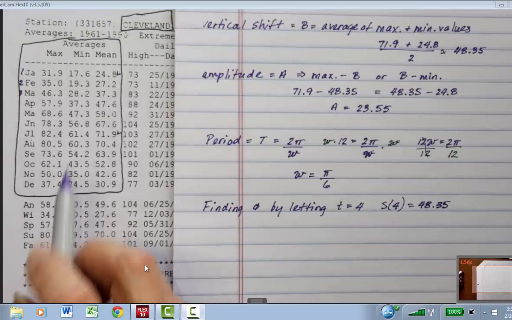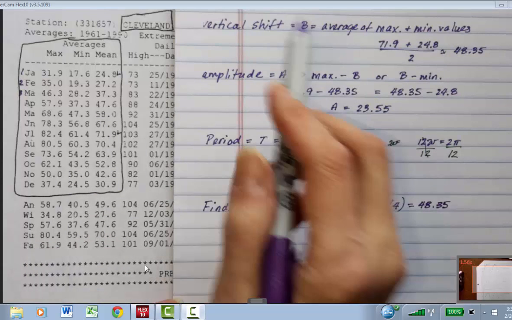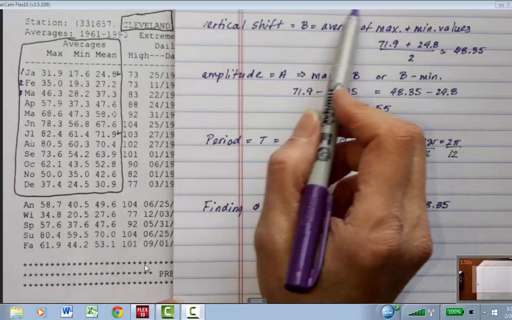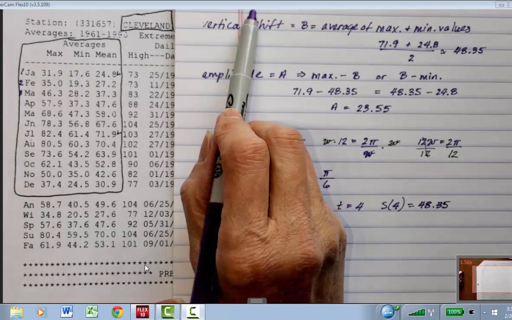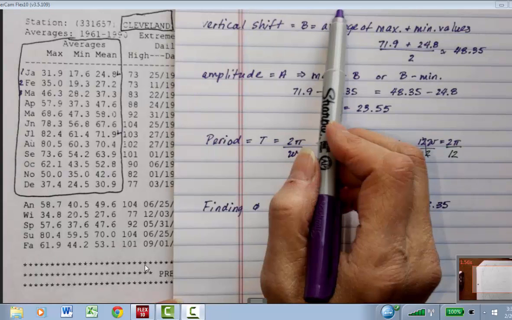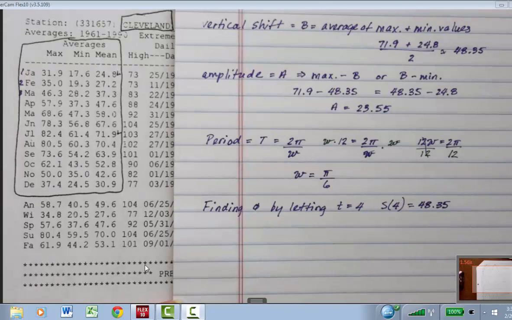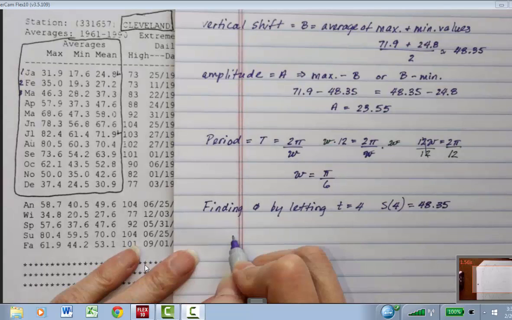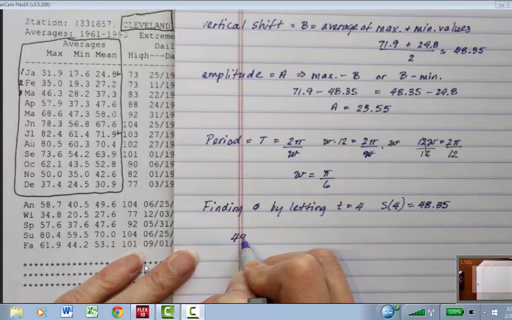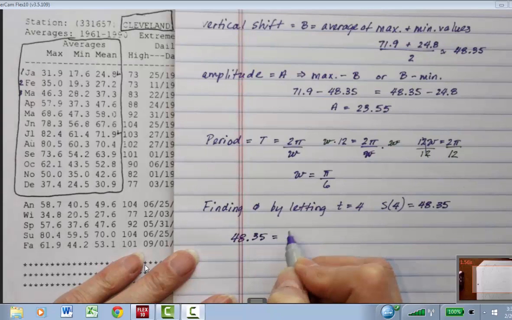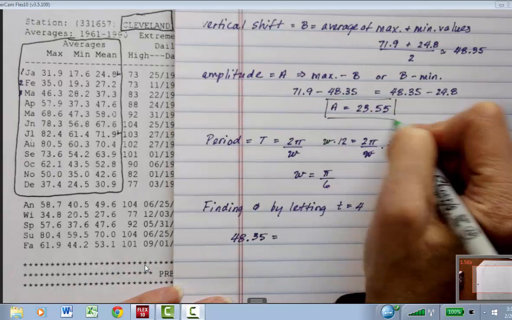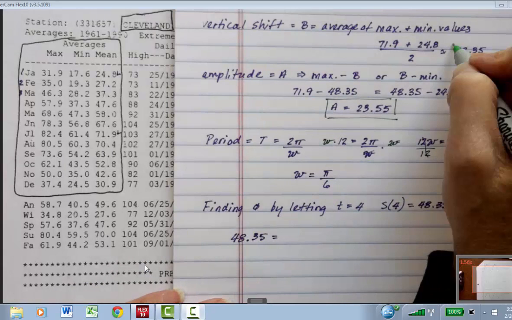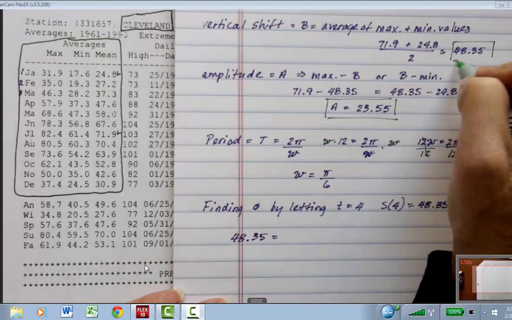So I'm going to go ahead, use this equation up here. I'm going to put in 48.35 for my s of t, and I'm going to put in 4 for t, and the only thing I'm not going to know is my phi. So I'm going to go ahead and do that. So I have 48.35 equals my a, and remember, maybe I should go ahead and box these in so we can find them. This is my a, here's my b, and here's my omega.